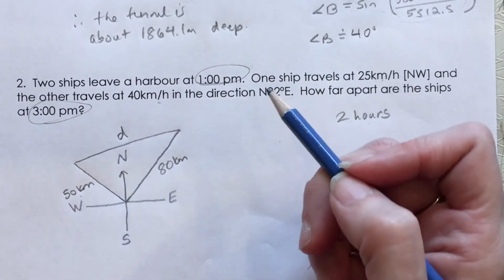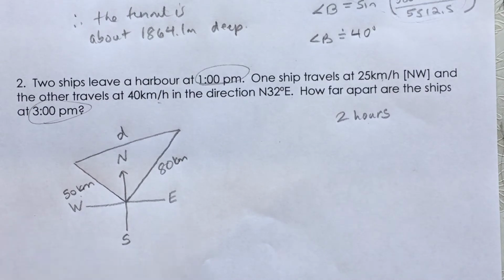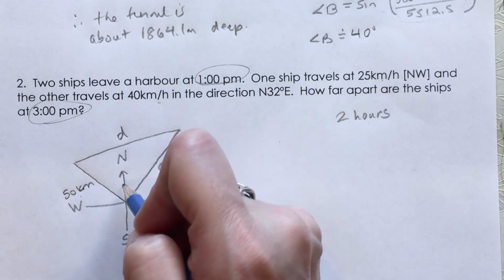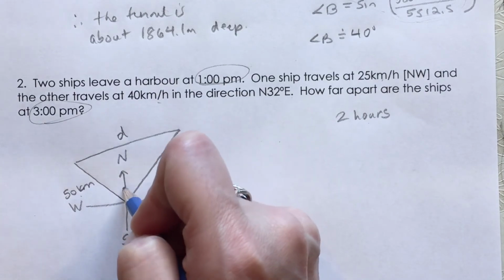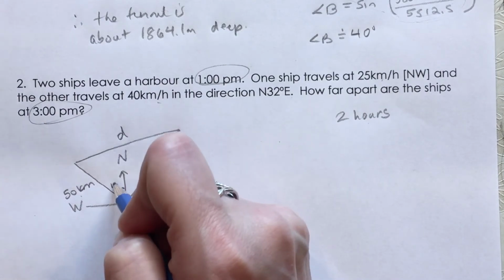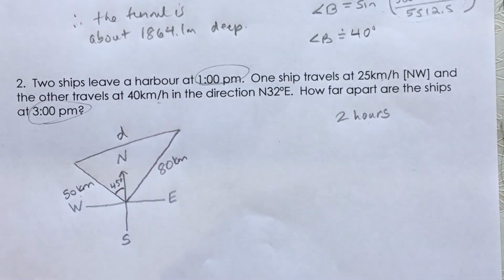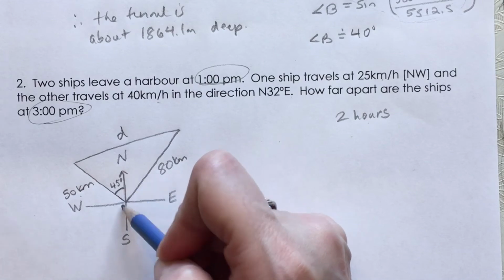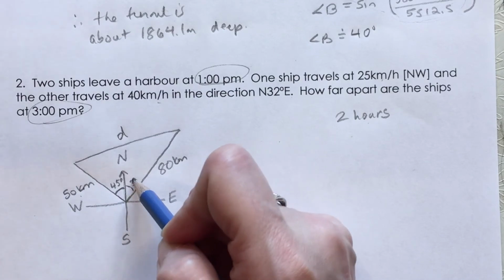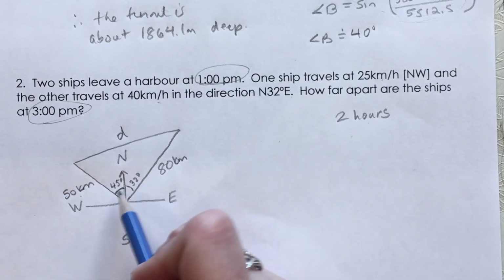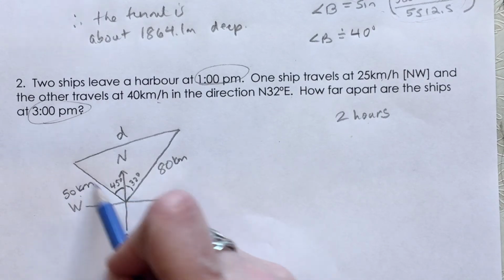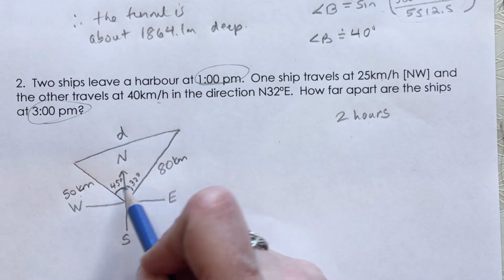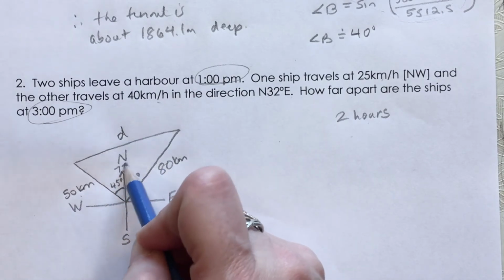So we've got 2 sides. We must have an angle somewhere. So the way we get the angle is by knowing the first ship travels northwest. We know between north and the path of the first ship is 45 degrees. And the second one travels in a direction of north 32 degrees east. So north 32 degrees towards east here. So then that gives us a total angle between the paths of the two ships of 77 degrees, 45 and 32. So 77 degrees.